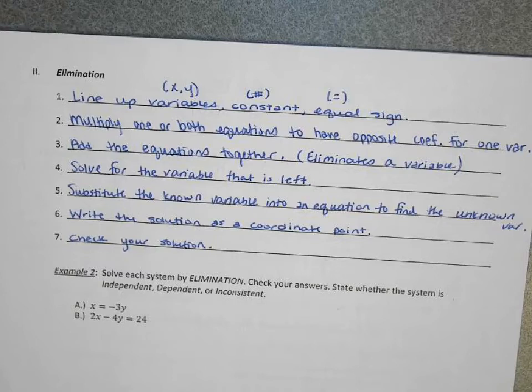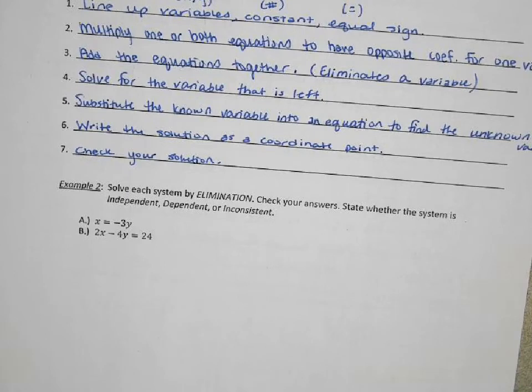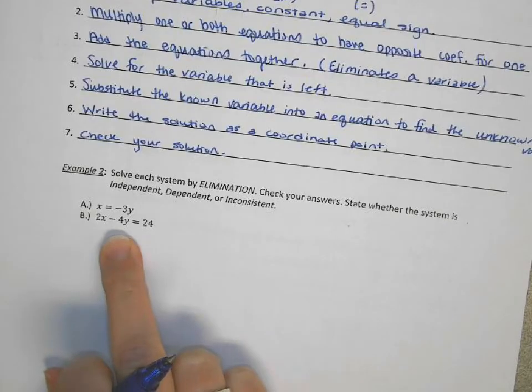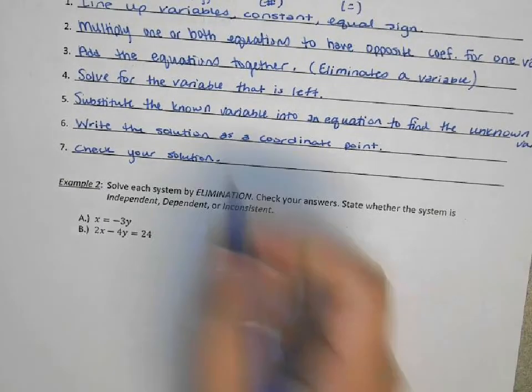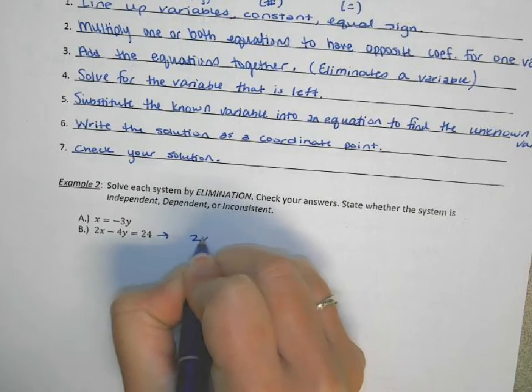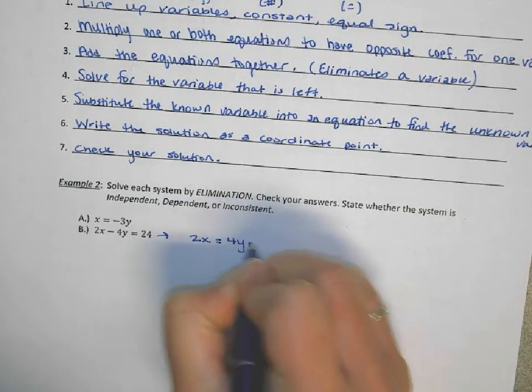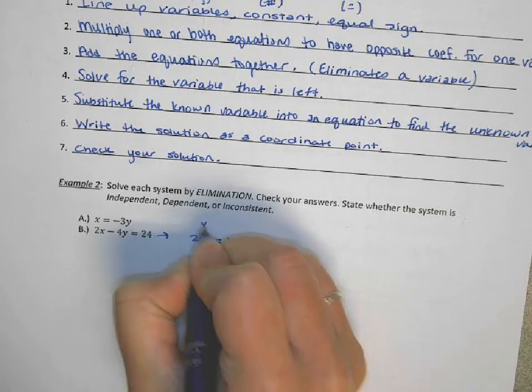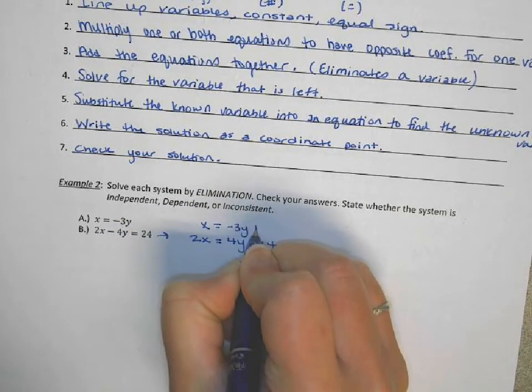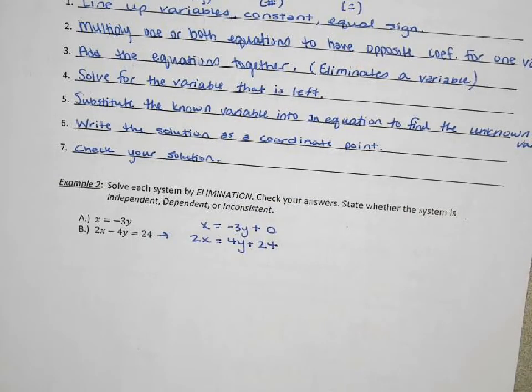All right, so the first thing we have to do is line up our variables. So do you guys want to make A look like B or make B look like A? You want B to look like A? So you want to move the 4y to the right side? Okay, we could do that. So if you do that, then this one's going to become 2x equals 4y plus 24. And this one is still x equals negative 3y plus 0. I'm going to write that in just so I can visually see everything is lined up. Is that okay? Okay. And that's totally fine if you did it that way.